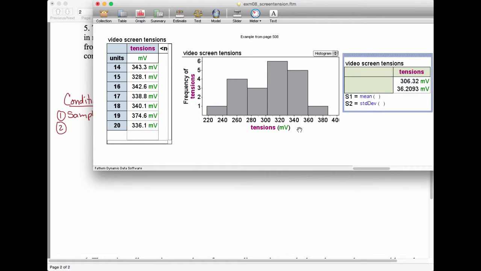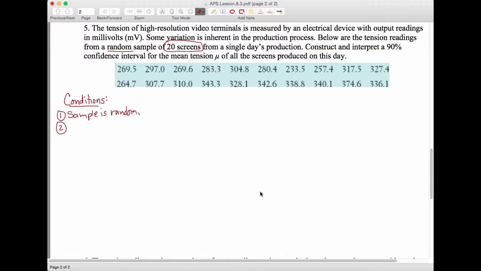So I've already done that in Fathom. Here is what you might do even on your calculator. You can construct a histogram on your TI calculator and look at the shape, and at least what we can say is there's no reason to believe that the population is not approximately normal, because the sample itself doesn't seem to have any outliers or heavy skewness. So with a decent size sample of 20 and with no evidence that the population is not normal, we say something like what I just said.